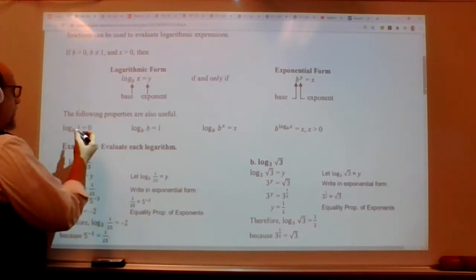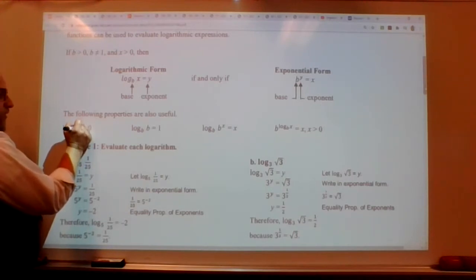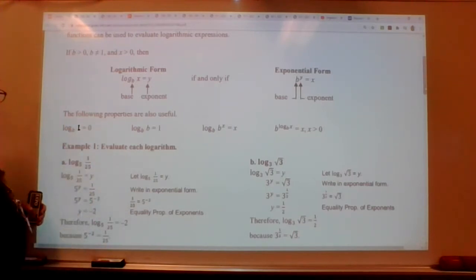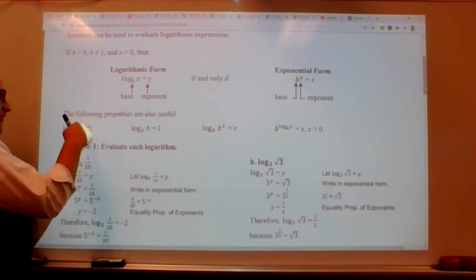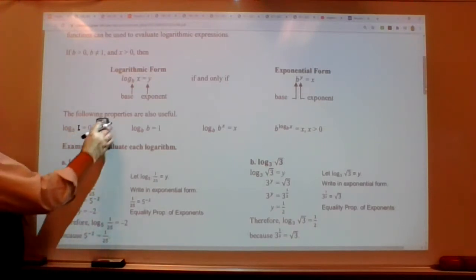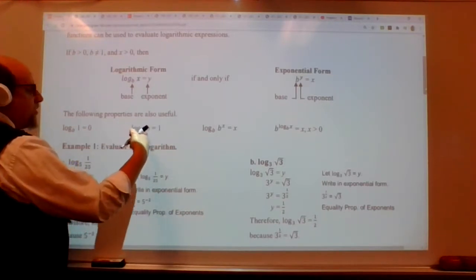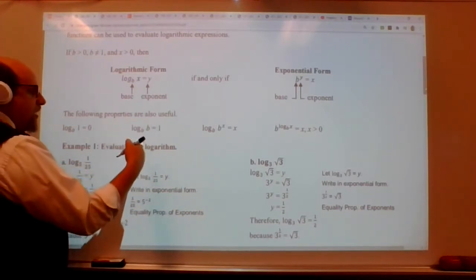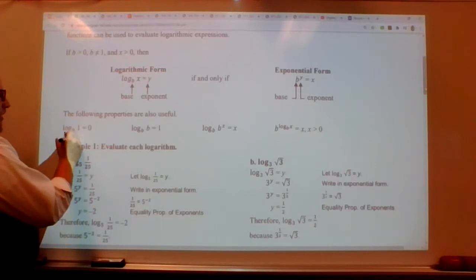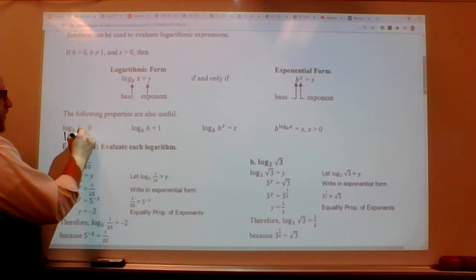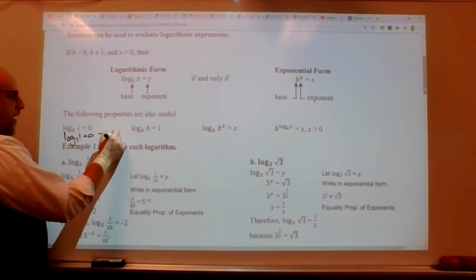This says if you have any base, and your answer is 1, well, duh. The exponent had to be 0, because anything to the 0 power is 1. That's a real easy one, right? Okay, your base and your evaluation are exactly the same. Well, then your exponent had to be 1. Let's just say log 7 of 1 is 0. Well, yeah, because 7 to the 0 power is 1.